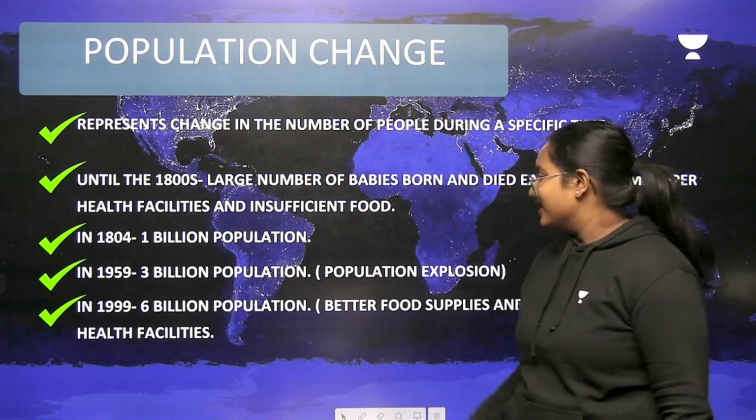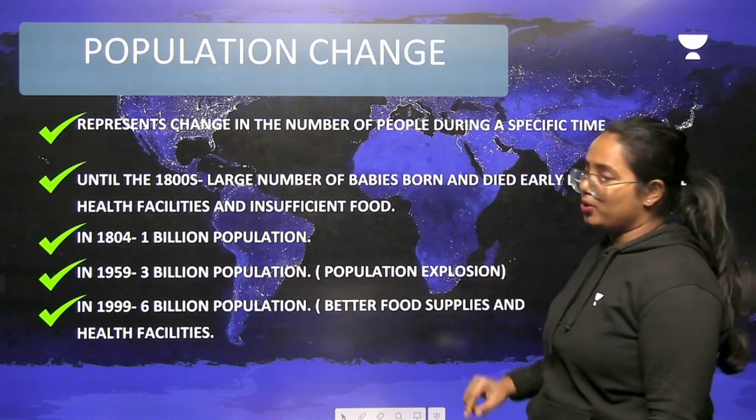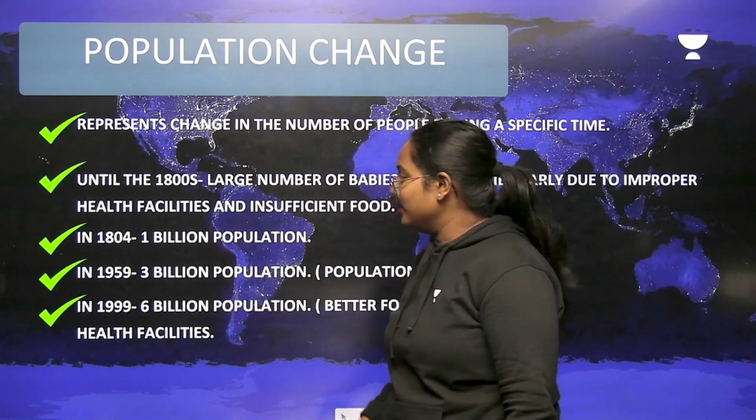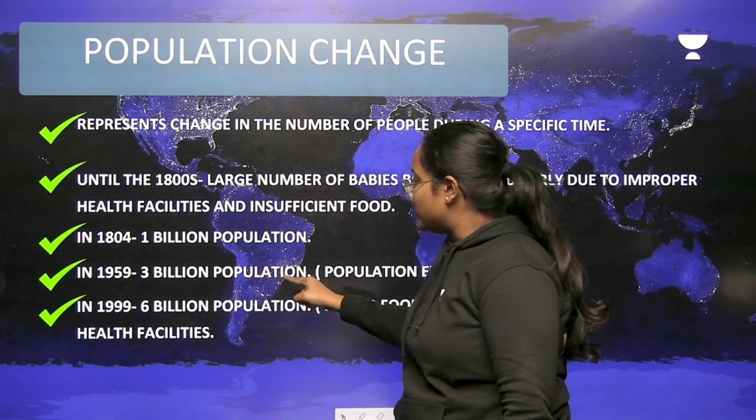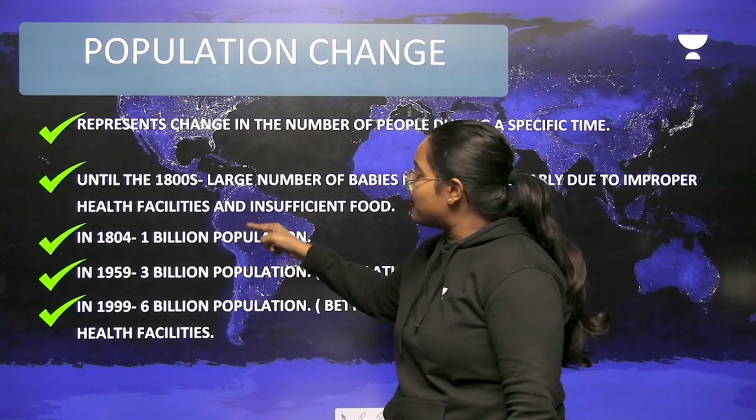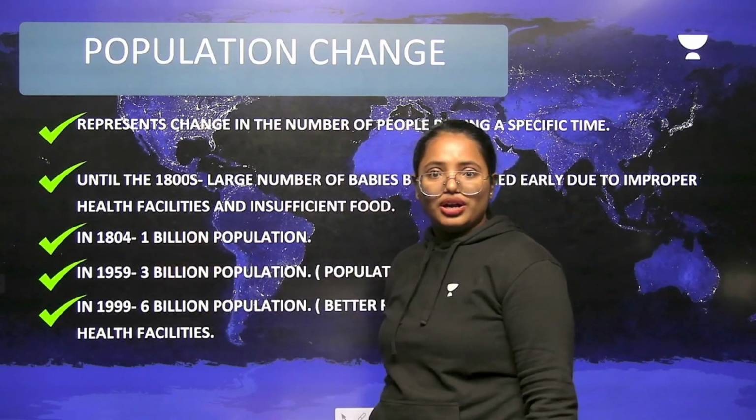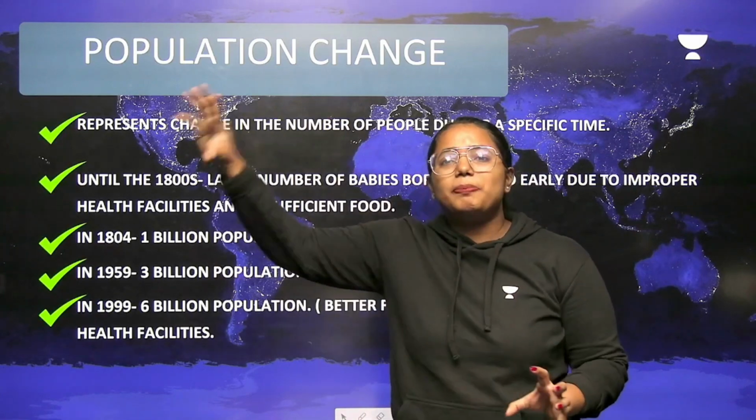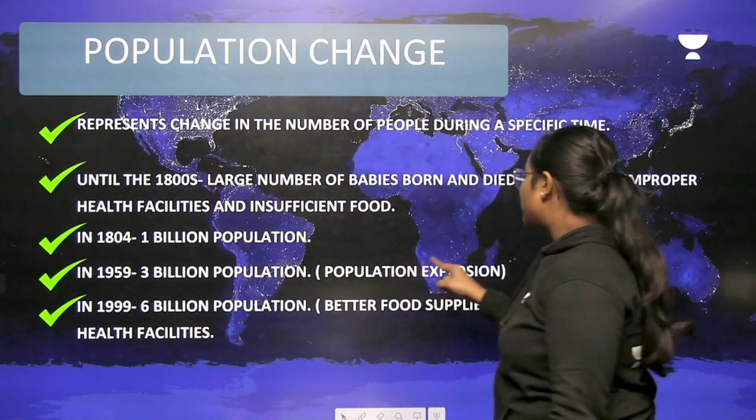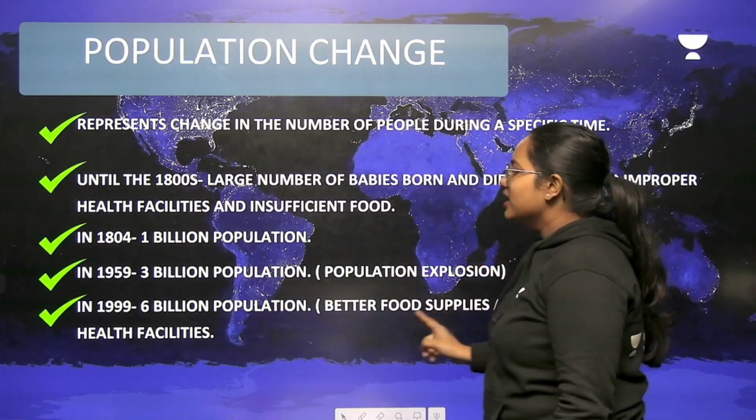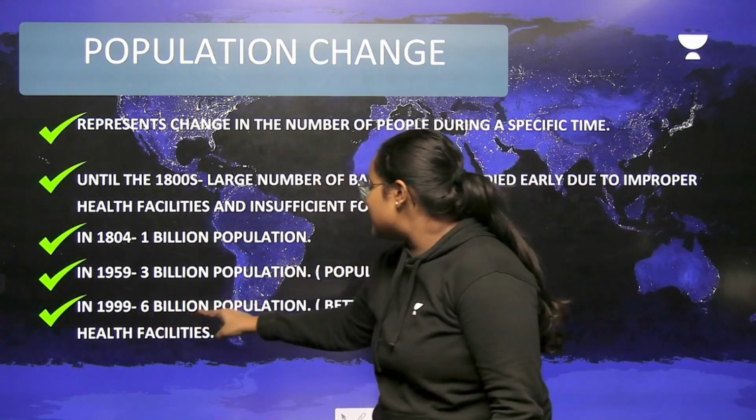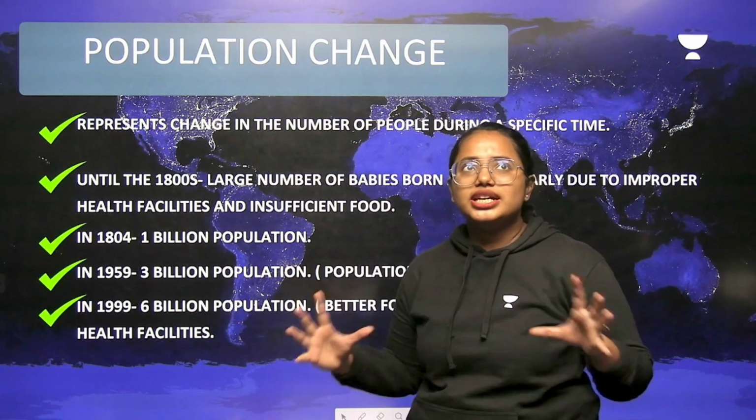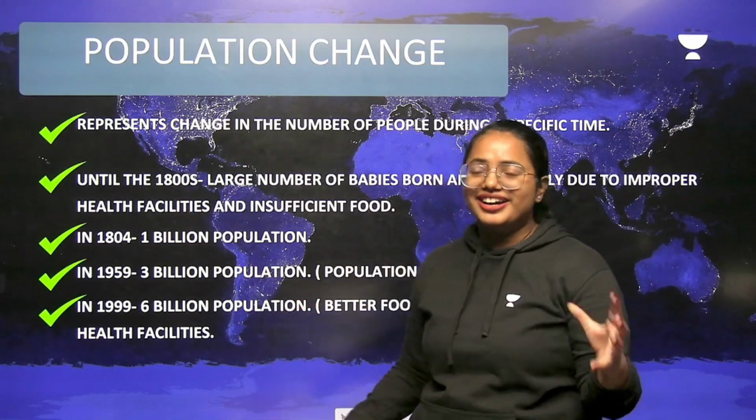That means there was a population explosion. When you compare 1804 and 1959, 3 billion means 3 times the population of 1804. So this is called population explosion. The sudden rise in population can be called population explosion. Clear? So in 1999, 6 billion population. Oh my God. 6 billion is huge, right?